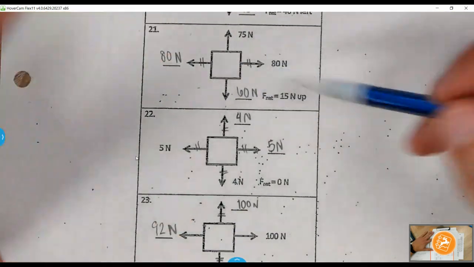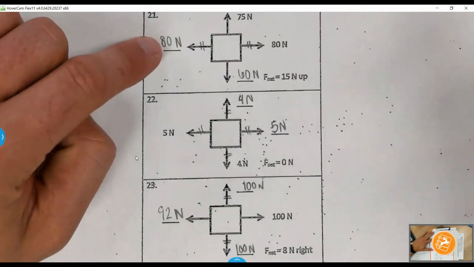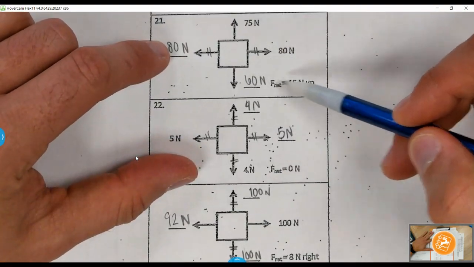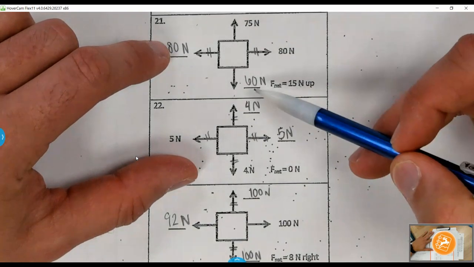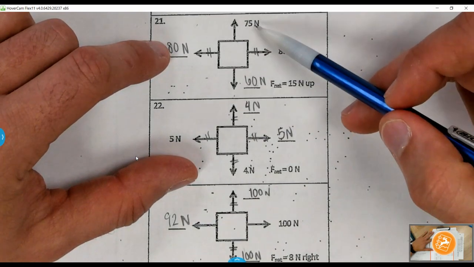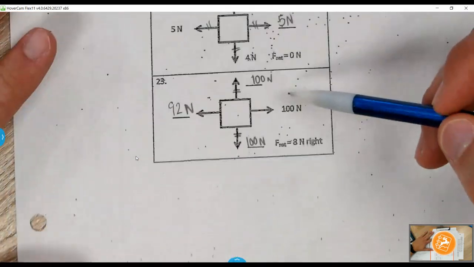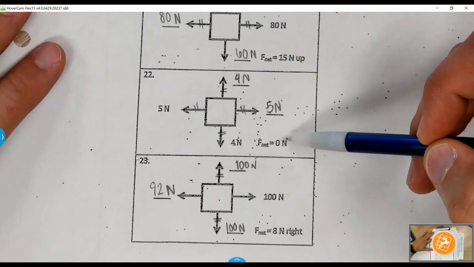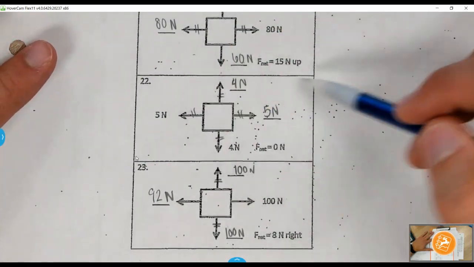15 newtons up. Since they're saying up or down, that means left and right have to balance. So we got 80 to the left, and F net is 15 newtons up. The upward force has to be 15 greater than the one going down. So 75 minus 15 is 60. Net force of 0. Top and bottom have to balance, and so does the left and right.